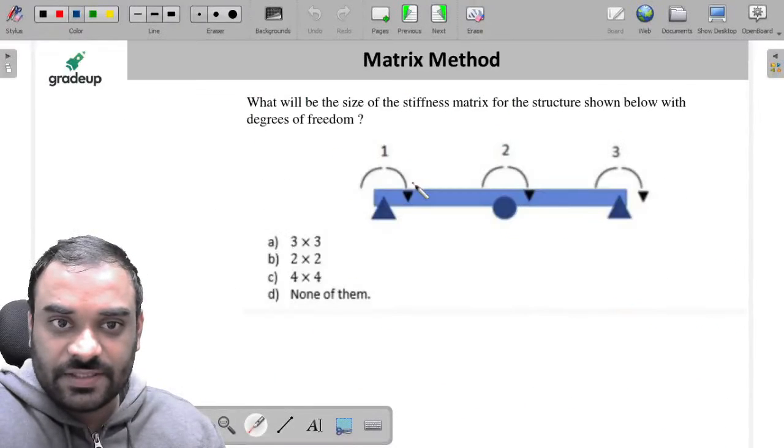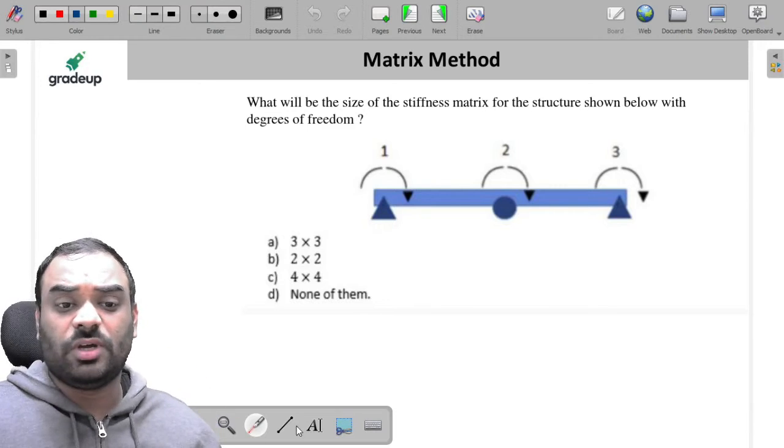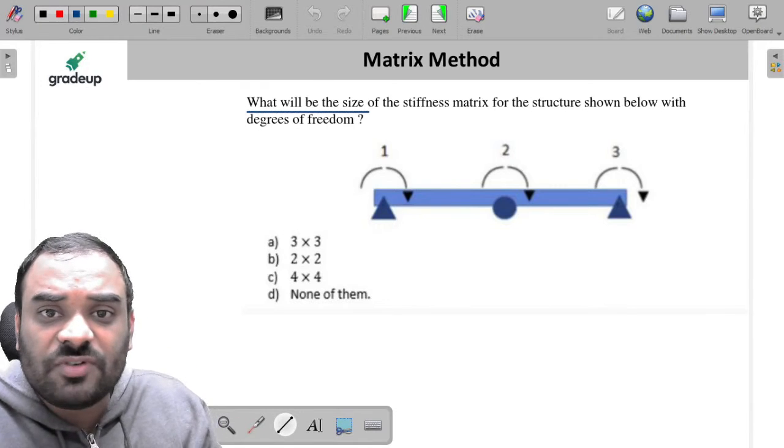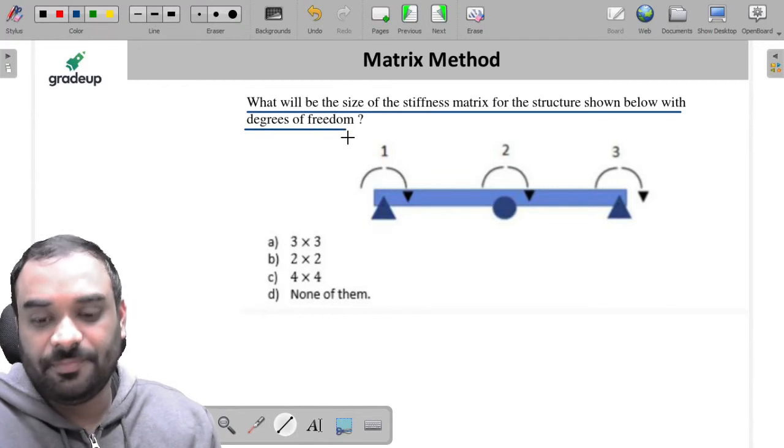Okay guys. Now let's move to the next question and tell me the answer of this one. What will be the size of stiffness matrix for structure shown below with degree of freedom?